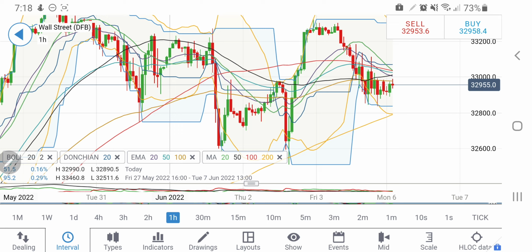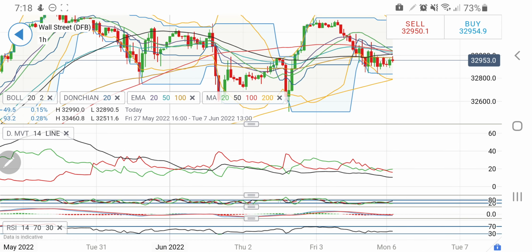See what it is trying to do. It is trying to consolidate here. The breakout on either side is going to be strong. Once it drops below 32,870, there is going to be a sharper drop, and if it trades above 33,000, there could be a sharper rise. Between these 130 points, we have to be cautious.